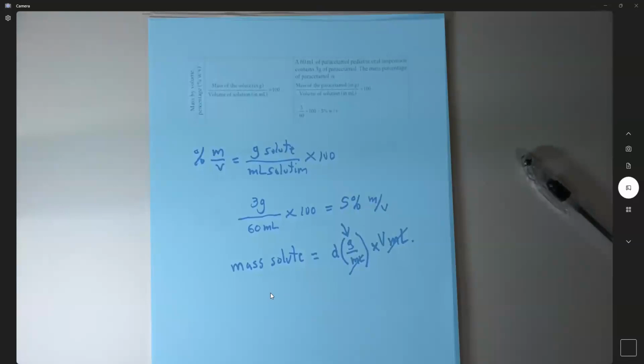Sometimes I give you the density and the volume of the solute, and you can get the mass of the solute by multiplying density by volume. You cancel out milliliter with milliliter and you get grams. This is the case when I ask you for concentration mass per volume, and I am giving you the volume of solute. If you have the density of the solute, you multiply and you get the mass of solute, and you do your calculations.